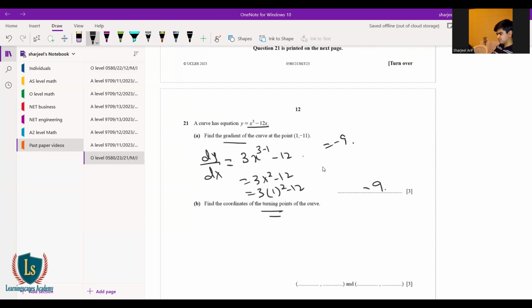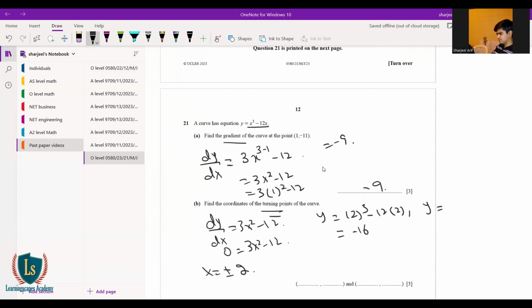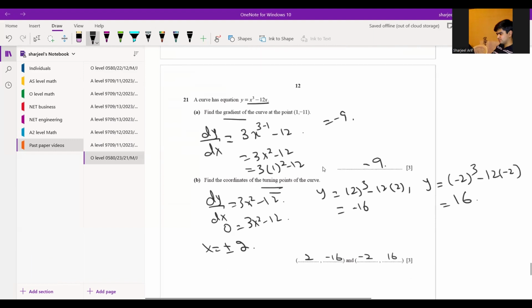For part B, we have to find the turning points. For that, the gradient is 0. So dy by dx is 3x squared minus 12, and this will be equal to 0. 3x squared minus 12 equals 0, and x will be equal to plus minus 2. When x is 2, y will be minus 16. And when x is minus 2, y will be positive 16. So our answers will be 2 and minus 16, and minus 2 and 16. These are the values. And I think this is the whole paper. Thank you.